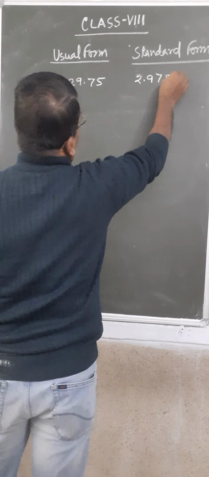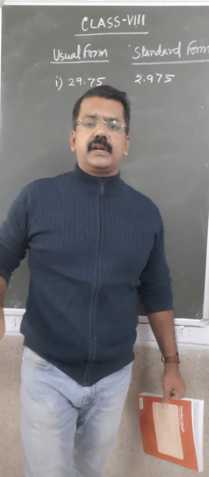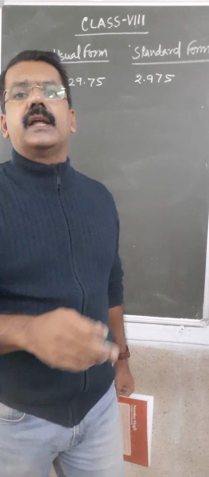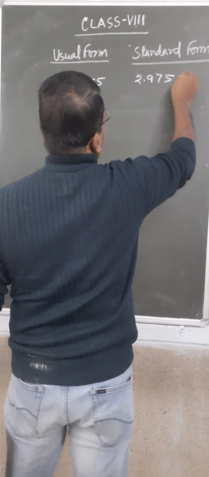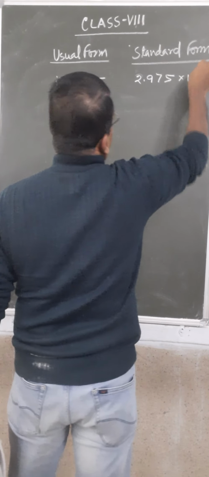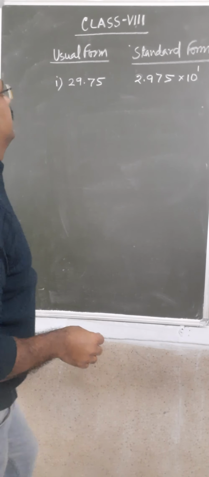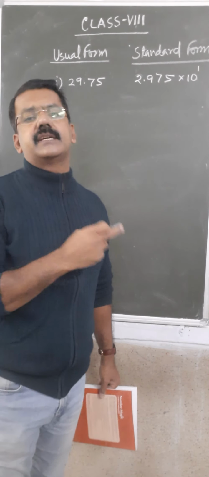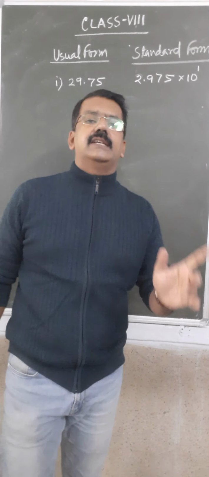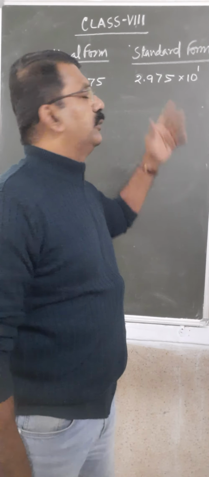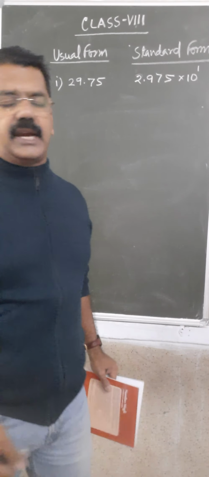2.975. And as I told you, whenever you shift the decimal place towards the left, the power of 10 will be positive. So into 10 to the power 1. 2.975 into 10 to the power 1, that is the standard form, because you see, 2.975 lies between 1 and 10, into 10 to the power 1. Clear? So it is the standard form.